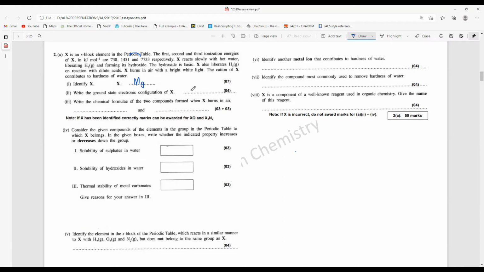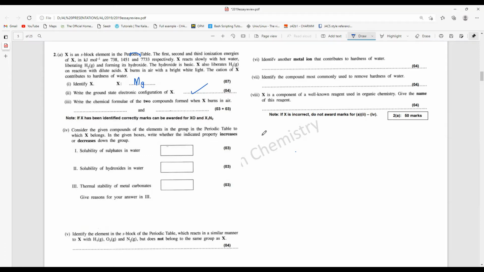So you can write down the electronic configuration 1s2 2s2 2p6 and 3s2 in fact. Then, write the chemical formula of the two compounds formed when X burns in air.